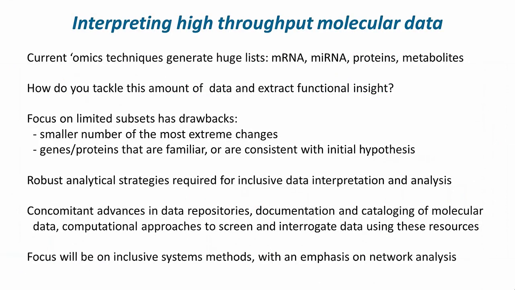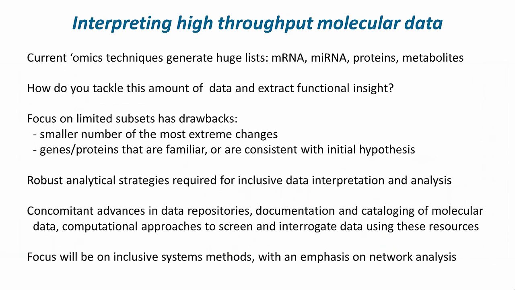Current omics techniques now generate tremendous output: mRNA, microRNA, proteins, metabolites, with lists typically running into the hundreds or thousands of IDs from a single experiment. With a high-confidence list of IDs and corresponding differential expression measurements in hand, what methods should be applied to integrate data and extract accurate and comprehensive functional insight?